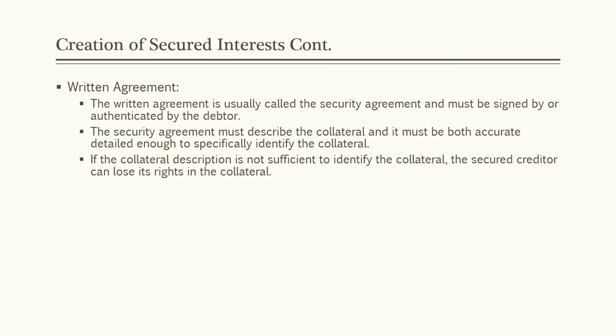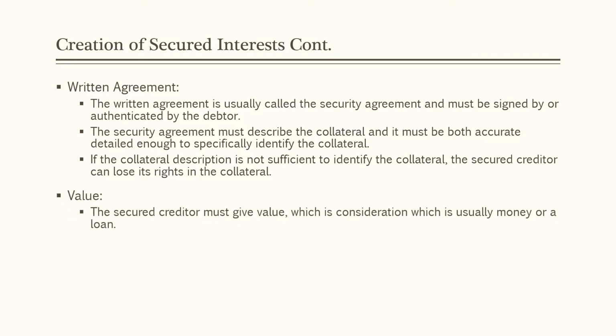If the description were only white Camry, that would be too vague as there are probably millions of that car on the road. There would be no way to determine which of the millions of white Camrys the security interest is actually in. If the collateral description is not sufficient to identify the collateral, like white Camry, the secured creditor can lose its rights in the collateral and become unsecured.